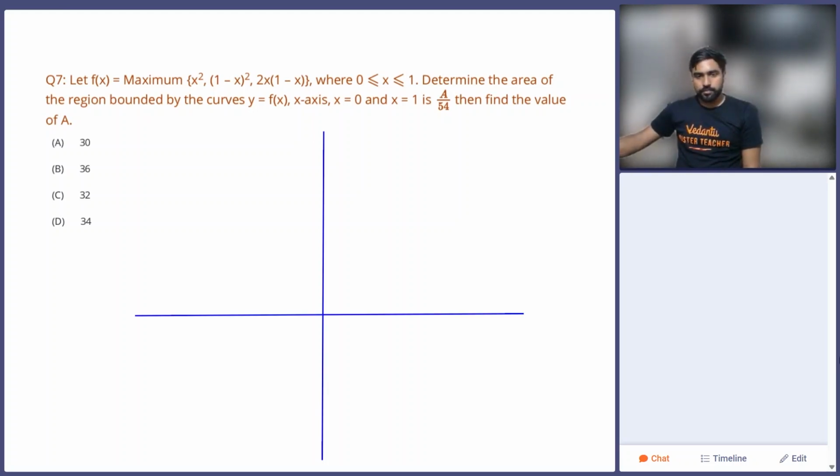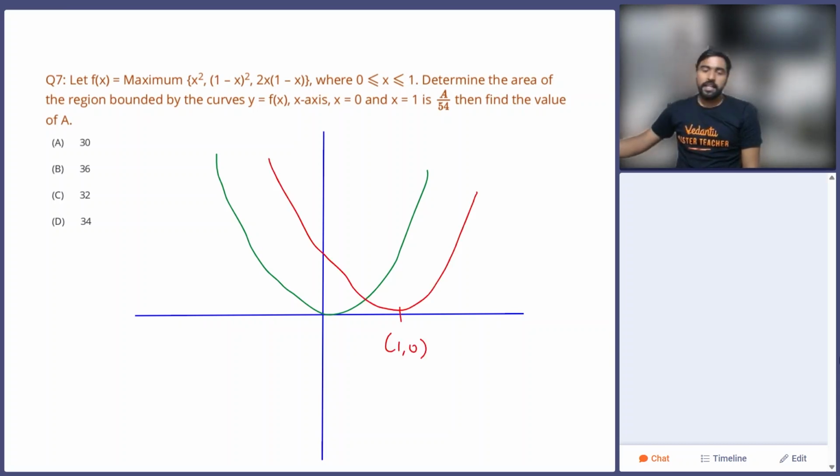So here we go. Here's x square. Then you have 1 minus x square, basically (x minus 1) whole square. (x minus 1) whole square is simply shifting this x square graph 1 unit to the right, just shifting it 1 unit to the right. And then what you have? Then you have the 2x minus 2x square graph, right?